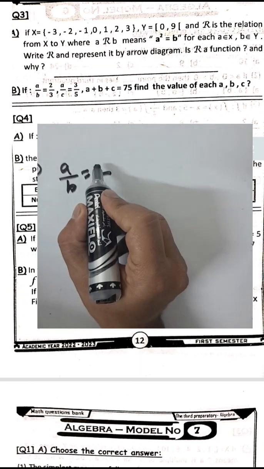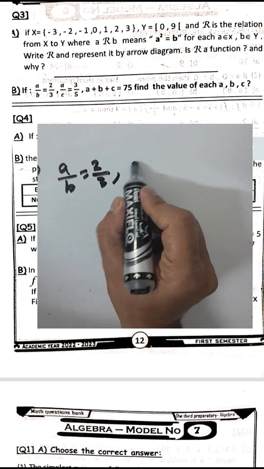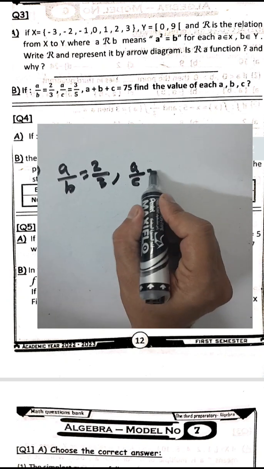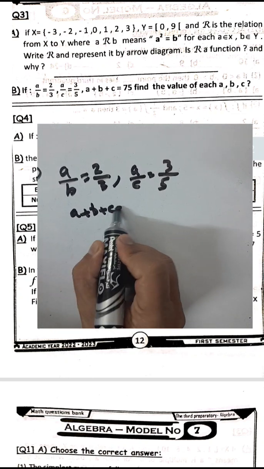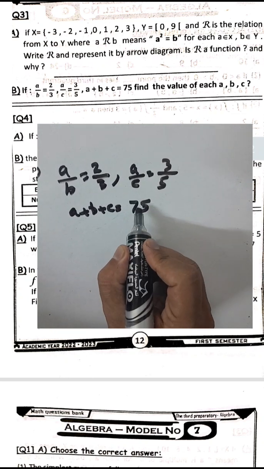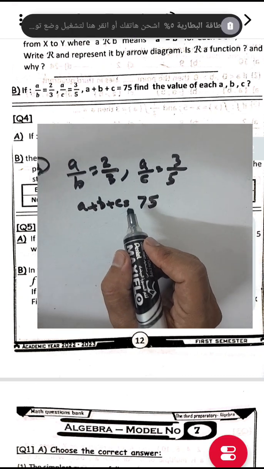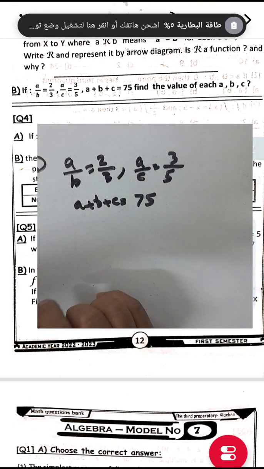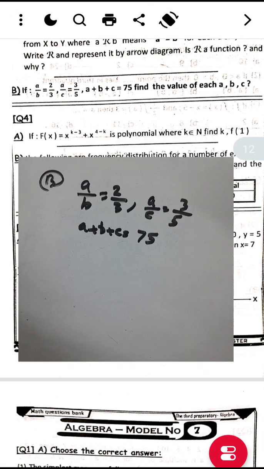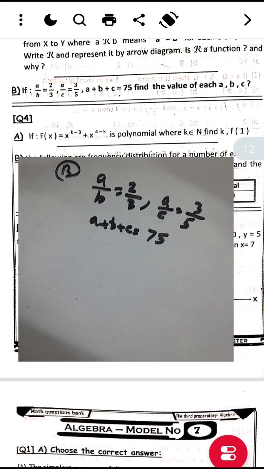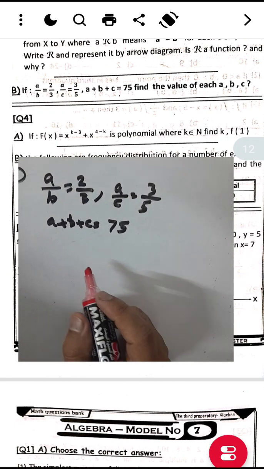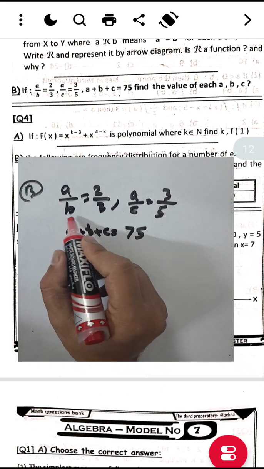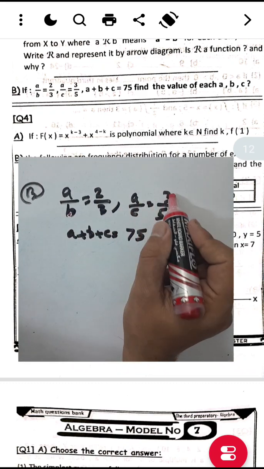Question letter B. If A over B equals 2 over 3 and A over C equals 3 over 5, and we are given A plus B plus C equals 75, find the value of each of A, B and C. You want to find the value of A and B and C given this information: A over B equals 2 over 3 and A over C equals 3 over 5.